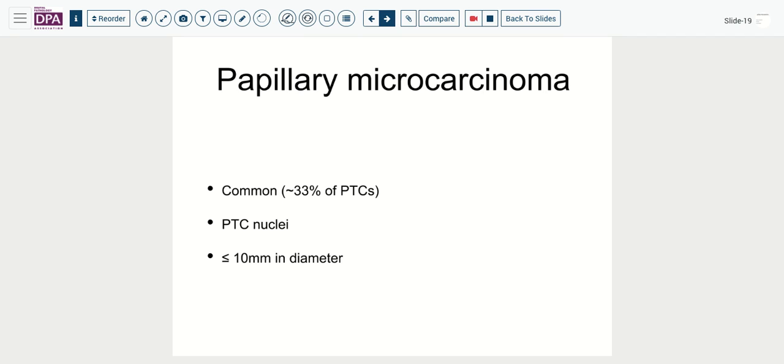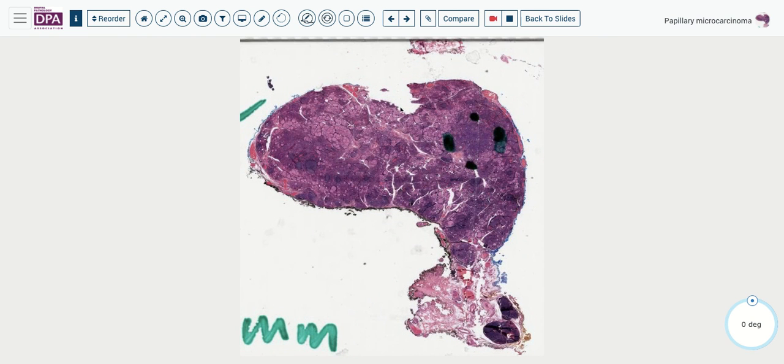So let's talk about papillary microcarcinoma. This is defined as a small lesion less than 1 centimeter in diameter. So 10 millimeters or less, having papillary nuclear features. So here's a nice example of this.